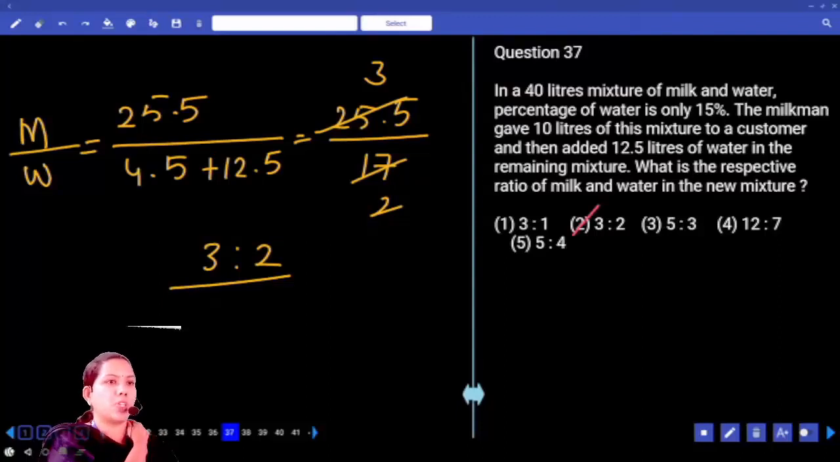Don't think a new table has come. Answer 3 is to 2. Or cancel the 17 table, no problem. 17 and 5. So finally milk and water in the new mixture is 3:2.